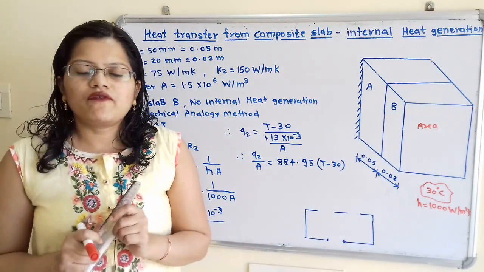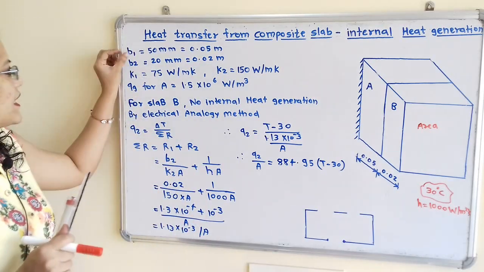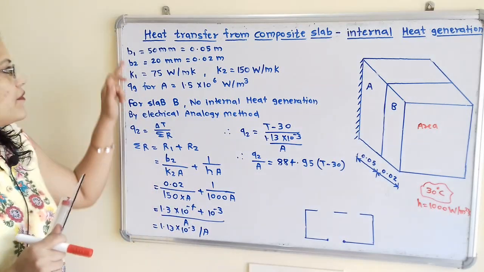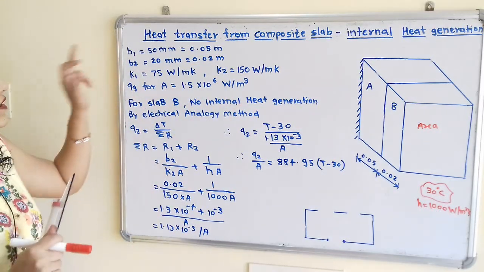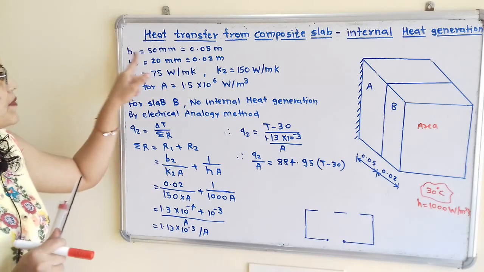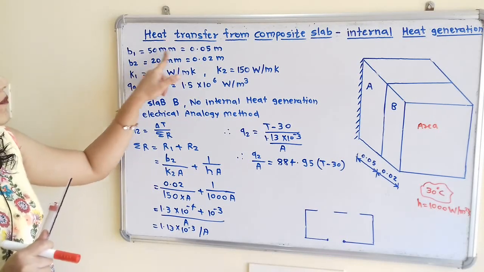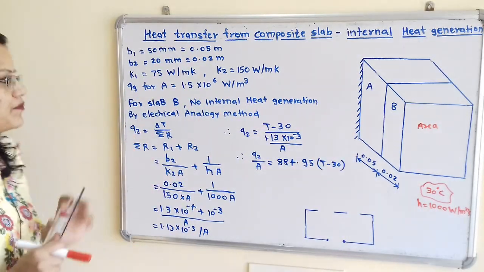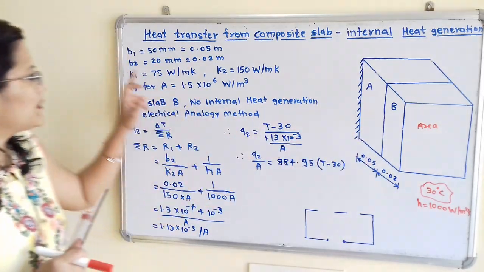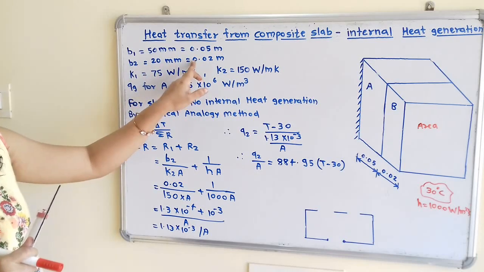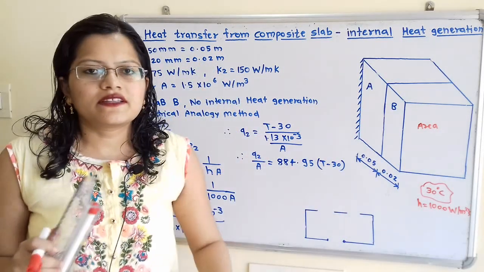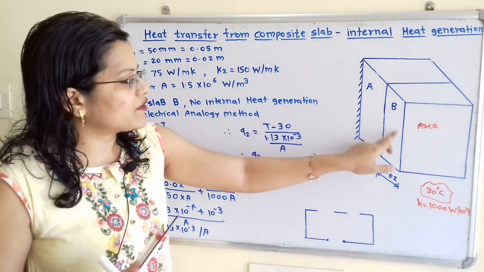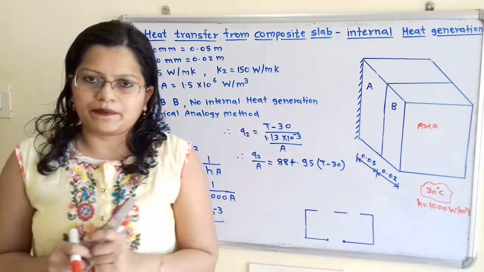Now we will move to the given data. Here thickness for this composite material A is given. We will use suffix 1 for this composite material A, that is B1 is equal to 50 millimeter. The standard unit is meter, so we will use 0.05 meter. Now for composite material B, B2 is 20 millimeter, that is 0.02 meter. In the same way, thermal conductivity K1 and K2 is also given for the material A and B.